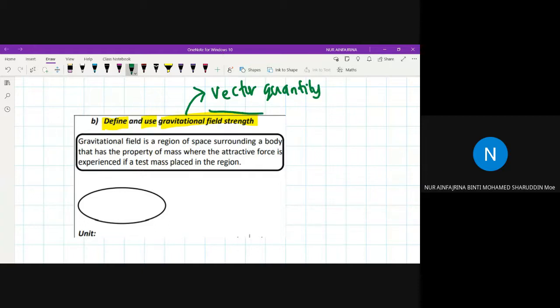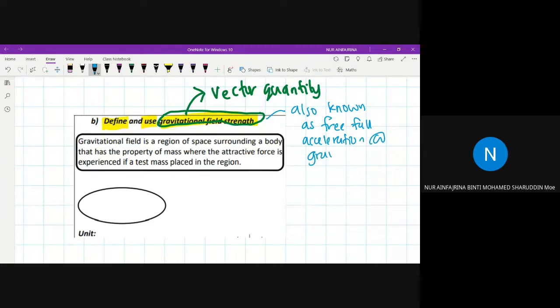Okay. Sebab gravitational field strength ini kan juga dikenali sebagai, is also known as what? Also known as free fall acceleration, or also known as gravitational acceleration. Okay, dia dikenali sebagai ini. So, kalau Miss nak tanya, kalau dekat Earth, dekat surface of the Earth, dekat kita, bumi, permukaan bumi, berapakah gravitational acceleration kita? Siapa tahu?